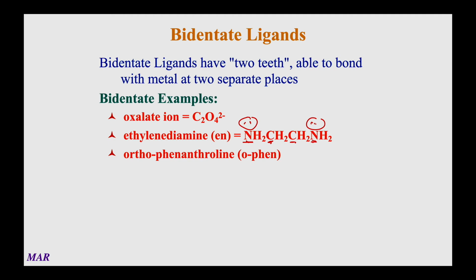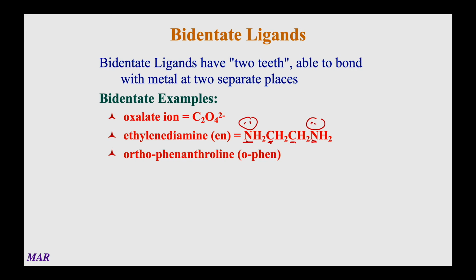And so each of those lone pairs can be used to attack a metal center or attach itself to a metal center. So that's why they call ethylene diamine a bidentate. And then there's also the massive orthophenanthroline, which people abbreviate OPHEN. I'll show you a picture of that in a little bit. That's a pretty big molecule. Notice that ethylene diamine is oftentimes abbreviated EN.